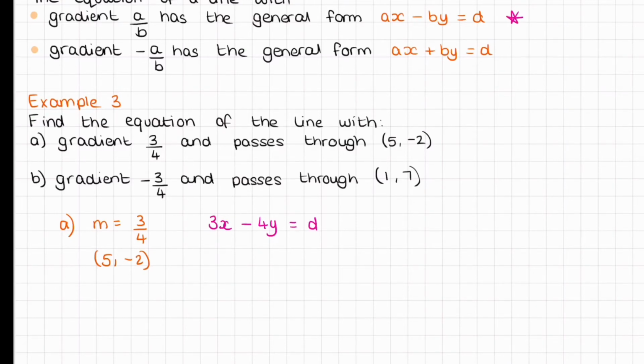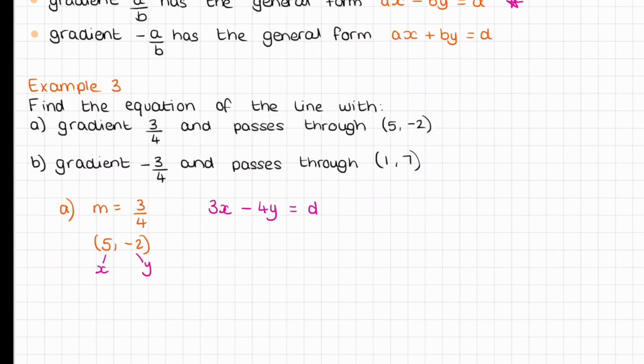Now once we've got that, we just have to sub in the point we've been given for x and y to work out what d is. So remember, the 5 would be x, and negative 2 would be y. So we'll have 3 times 5 minus 4 times negative 2 equals d. Work that out and you'll get 23 equals d. So the final equation will be 3x minus 4y equals 23.